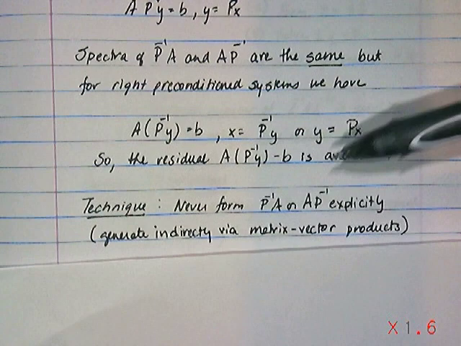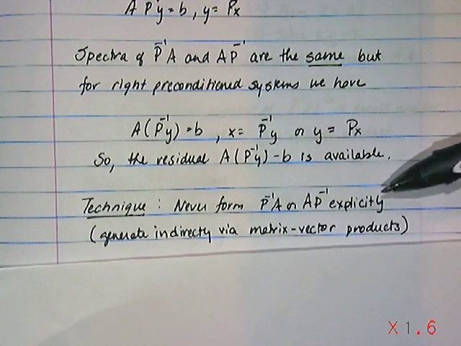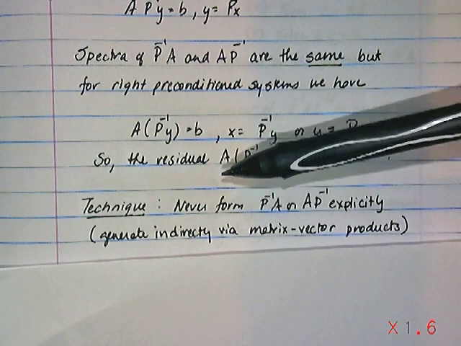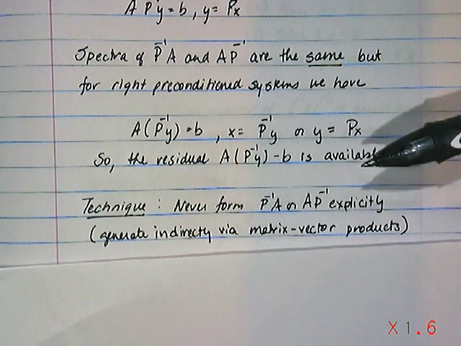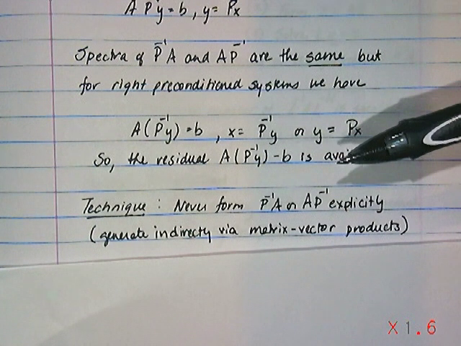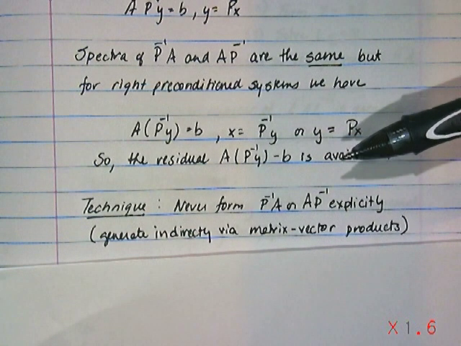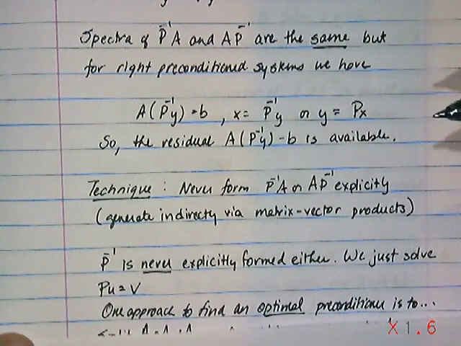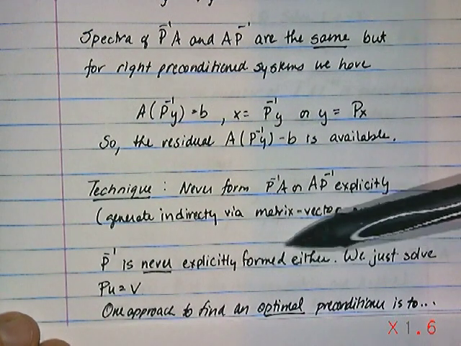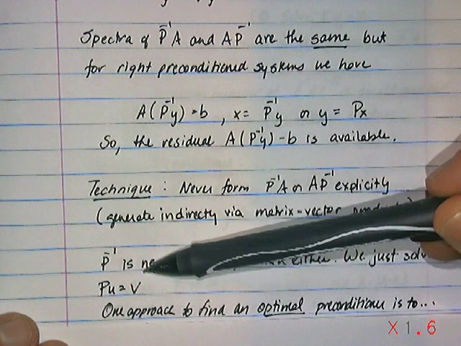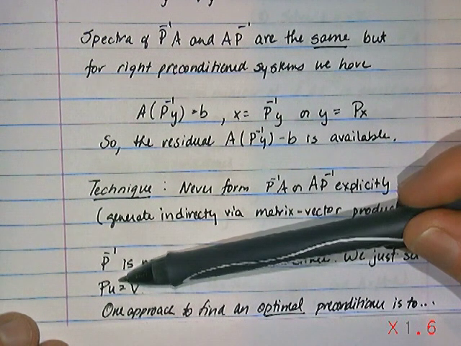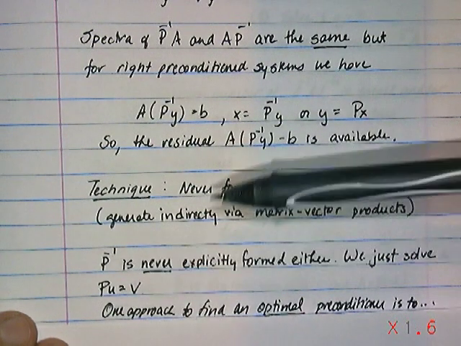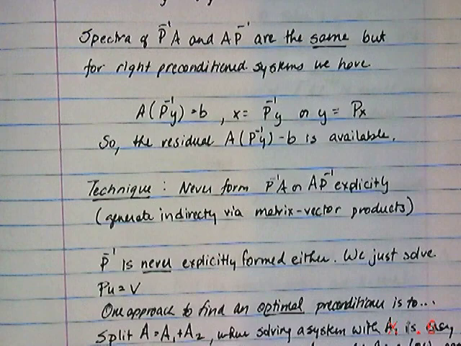But whether you choose to precondition on the left or the right, you would never ever form these matrices, never. You typically are generating them indirectly with the use of matrix vector products. And I'll illustrate that with the original MATLAB code that we had for conjugate gradient in just a second. So again, P inverse is never explicitly formed. You typically are just solving a system. Perhaps the preconditioner is diagonal, perhaps it's triangular. It needs to be something easy to work with, right? But you're never going to form its inverse explicitly.